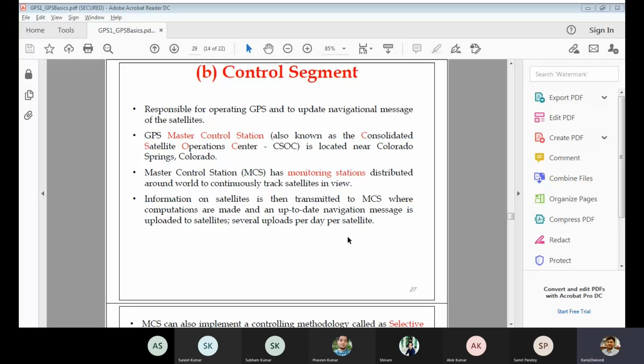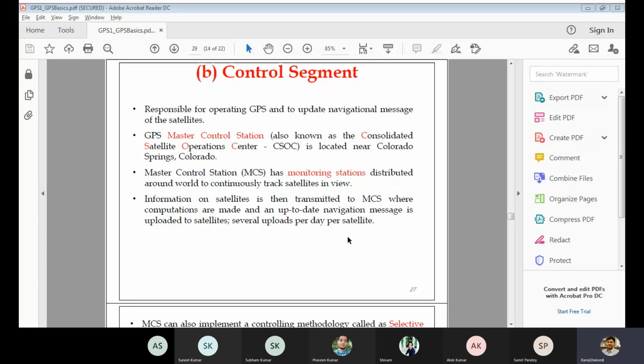But the importance of the control segment is that they are the ones who update the satellite about their position in space or in the orbits. And how do they do it? With the help of updates of the navigational message. The message which contains the orbital parameters required for satellite navigation in the orbit is called the navigational message.